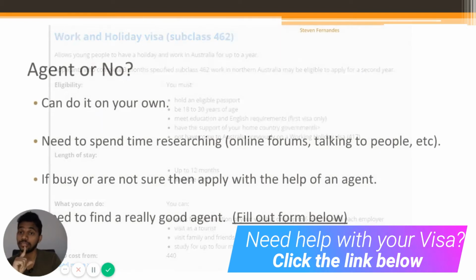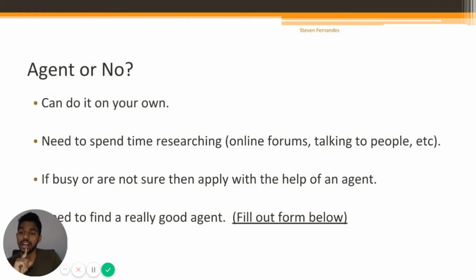Yeah. And moving on, a common question that I get is, hey Steven, should I use an agent or no? So now it depends on a case to case basis. You can apply for most of these visas on your own. For example, the working holiday visa and the visit visa is something you can do on your own. If you have a little bit of time, it's relatively simple and straightforward. But for the student visa and the permanent resident visa, which we're about to get into, sometimes it can be a bit complicated.